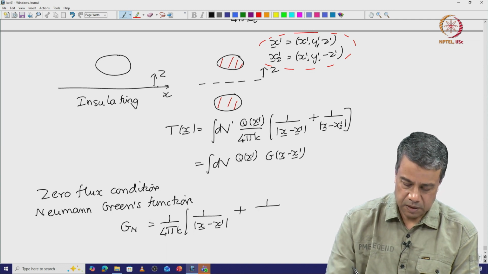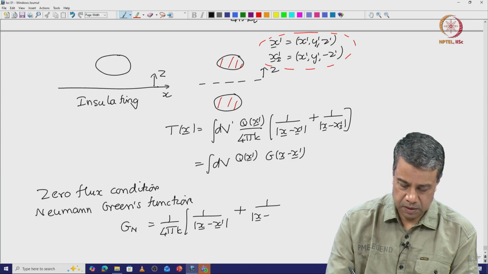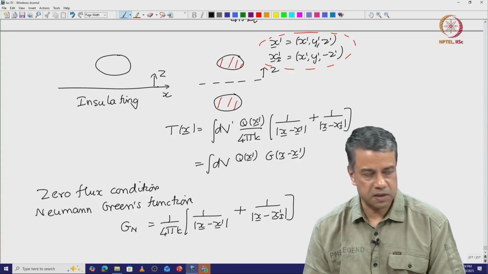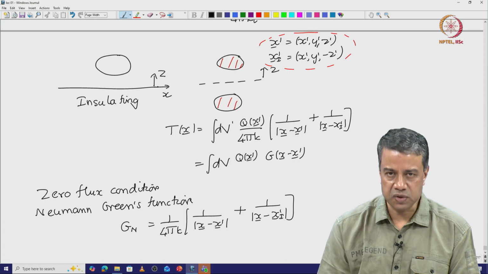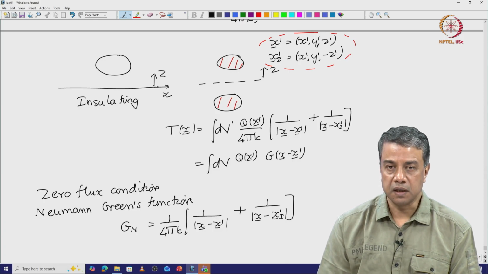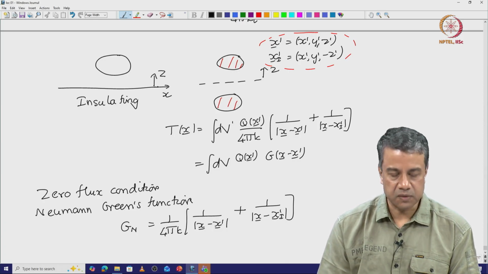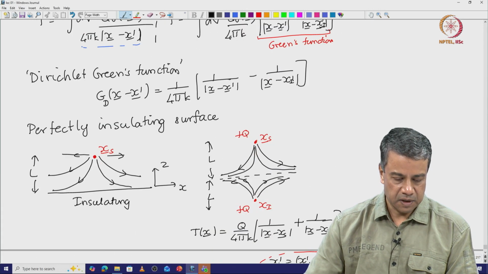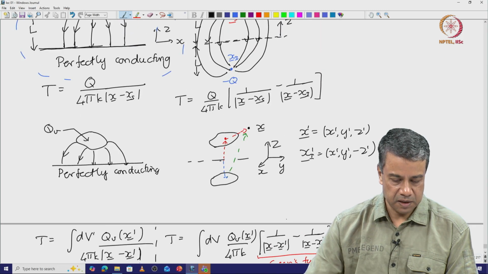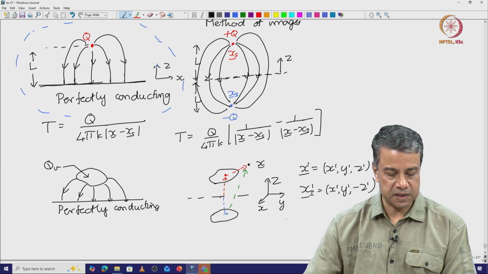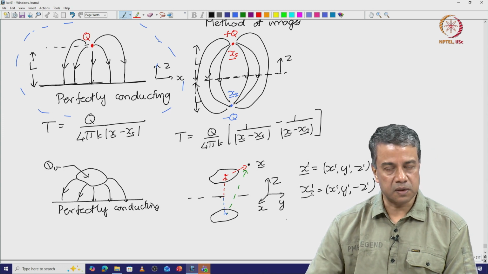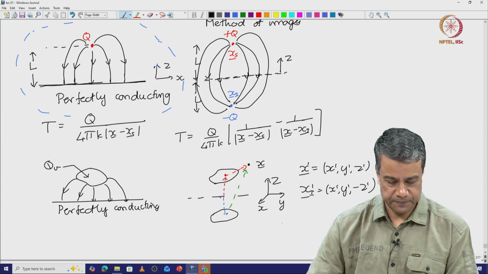Basically, for zero flux boundary condition, you are superposing two sources, so that the heat flux is parallel to the surface at the insulating surface. Whereas, for constant temperature boundary conditions, you are superposing one source and a sink, so that the heat flux is perpendicular to the surface. There is no contribution of the heat flux parallel to the surface.